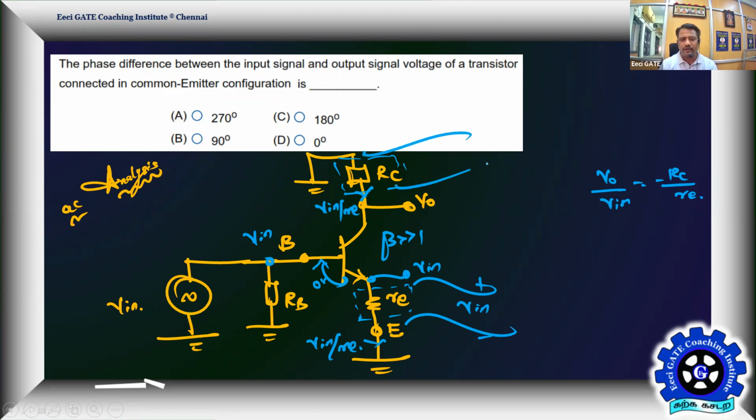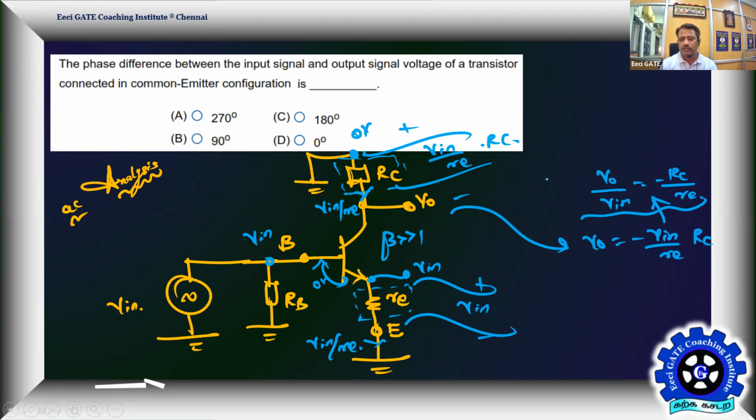That is going to make a drop here as Vin by small re into capital RC, and the top potential as per the AC analysis is 0. VCC will be grounded. So from 0, you are losing this. So V0 is going to become minus Vin by small re into RC. That will give this expression. That's your voltage gain of a common emitter configuration.